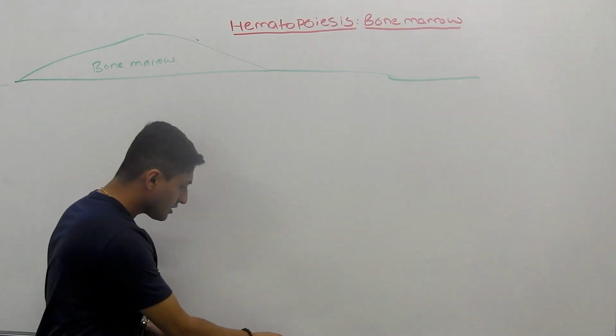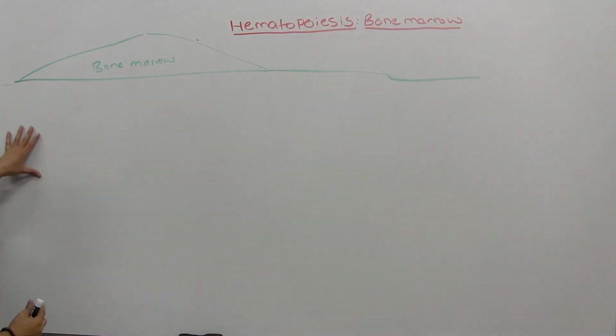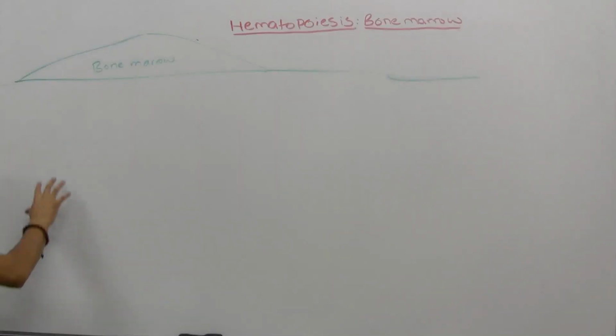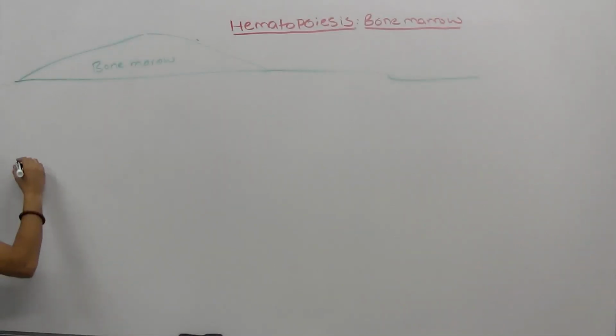Now, what happens is that the bone marrow houses the hematopoietic stem cells, as I was talking about. There are different types of hematopoietic stem cells. One of the most important is called the pluripotent stem cell, okay? It's called the pluripotent stem cell.